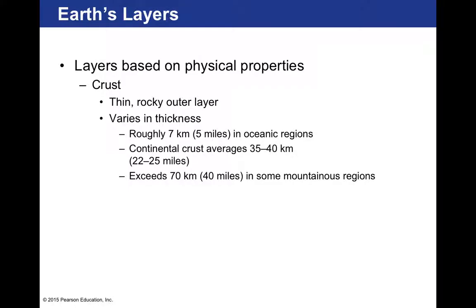This is the second chapter 8 lecture outline. It's going to be a little shorter than the first one, and it's essentially going to cover Earth's different layers. The first rocky outer layer is called the crust. It varies in thickness depending on if you're talking about an ocean region, a continental region, or a mountainous region. But relative to the size of the Earth, this piece is not very thick.